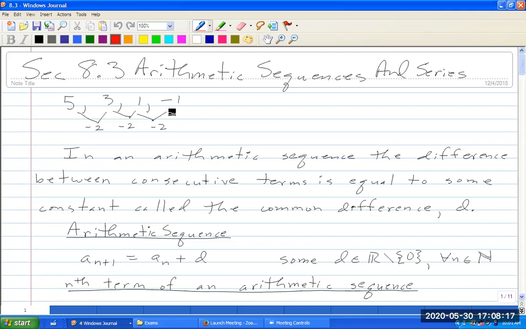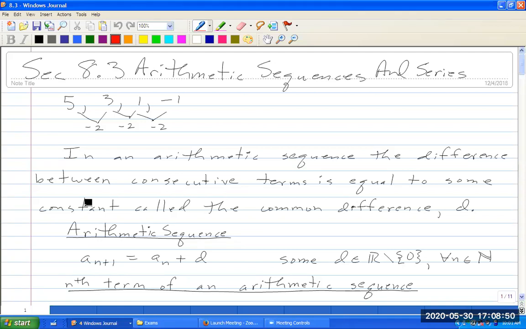And so 5 minus 2, 3. If this occurs, then we say that's an arithmetic sequence. So in an arithmetic sequence, the difference between two consecutive terms is always equal to the same constant, called the common difference. So I can define an arithmetic sequence recursively.